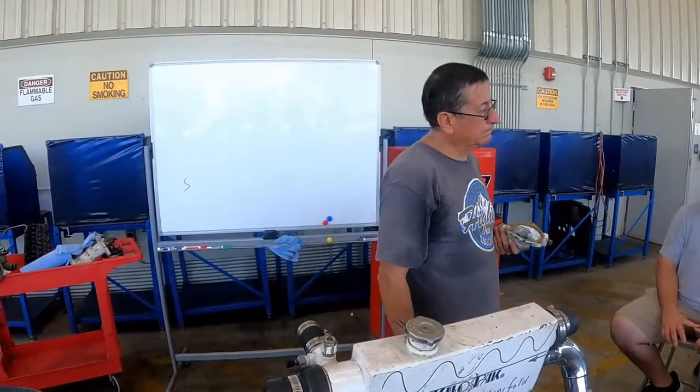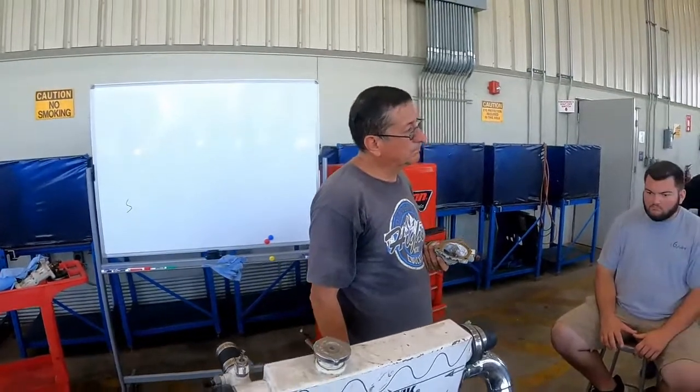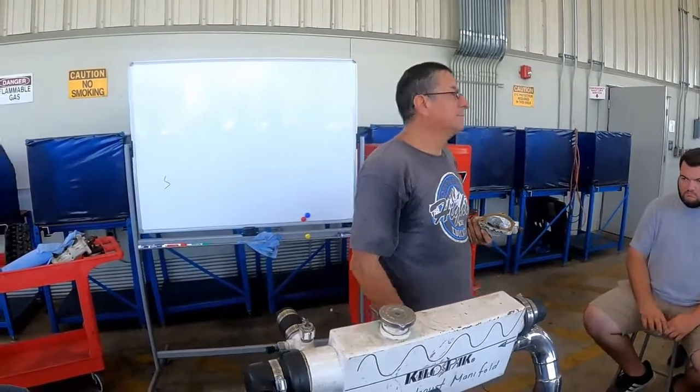So do you take the heat exchanger and soak it in some kind of a bath, or do you just physically remove that? You don't want to stick it in an acid.